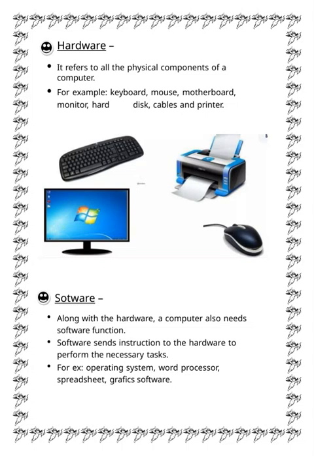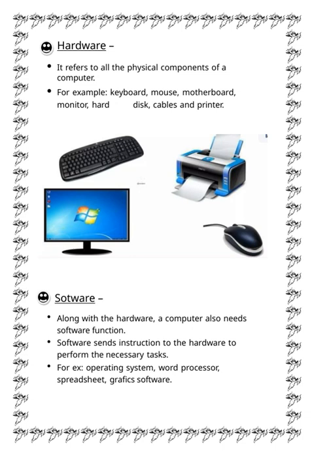When we say hardware, we're referring to all the physical components of a computer that you can see and touch. This includes things like the keyboard and mouse you use to interact with the computer, the motherboard which connects everything together, the monitor that displays your work, and the hard disk where all your data is stored. Of course, cables are essential for connecting these parts, and the printer is another hardware device that helps us produce physical copies of digital documents.